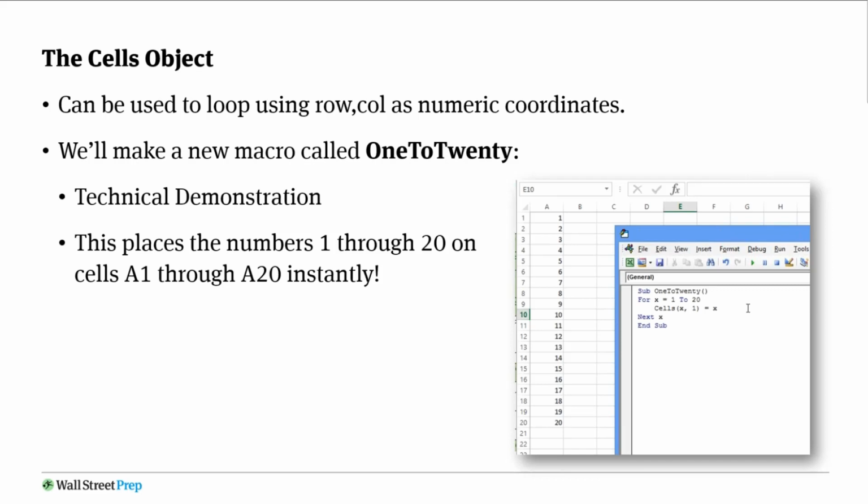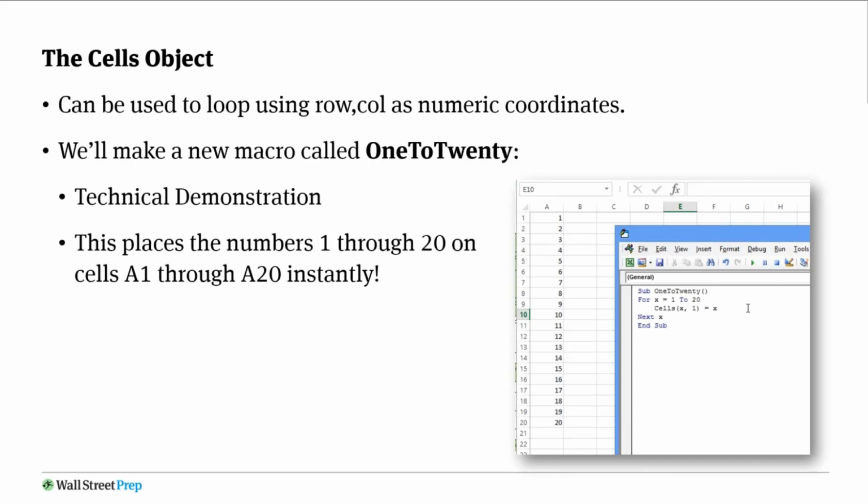It's the easiest way to loop through a group of data using row and column as coordinates, just like latitude and longitude in a way. So you have the row number, and instead of the column letter, you have a column number. And that's really great for looping. So we're going to make a new macro called 1 to 20 just to demonstrate how powerful and how neat this can be. We're going to loop from 1 to 20.